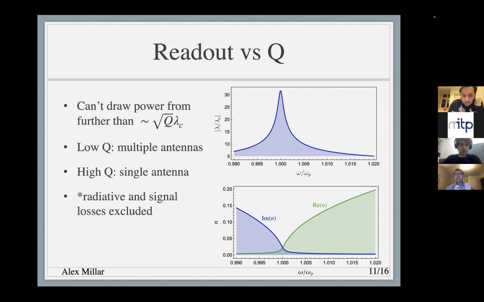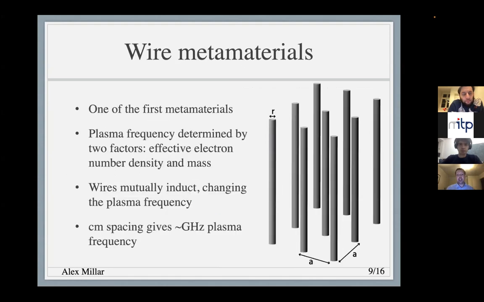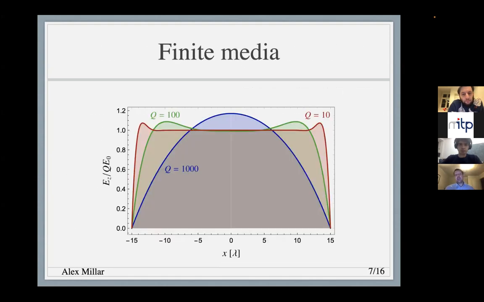So what that means is at the plasma frequency, your system's going to be close to evanescent. So it's going to decay relatively rapidly. And that decay length is going to be something like the square root of the quality factor. So if you have a regime like I showed before, where your system is much larger than the square root of the quality factor times the Compton wavelength, you would need to have multiple antennas acting together in order to read out the full signal.